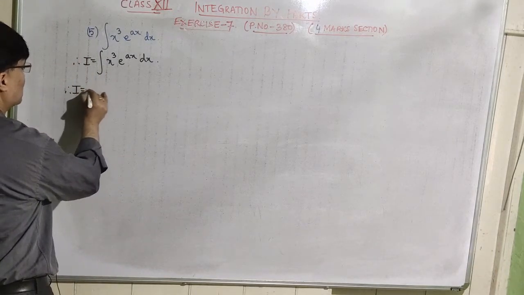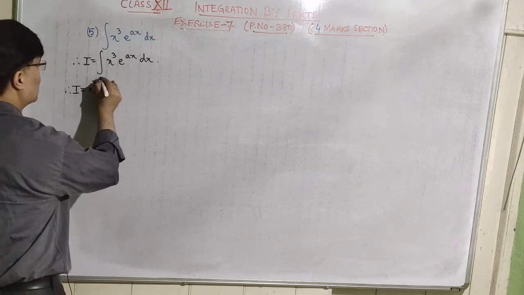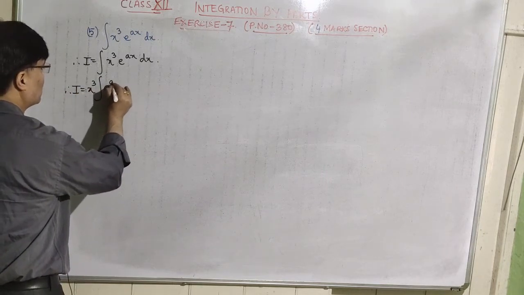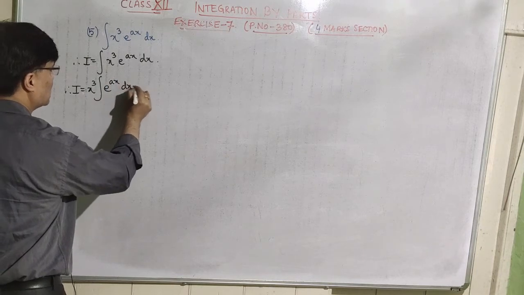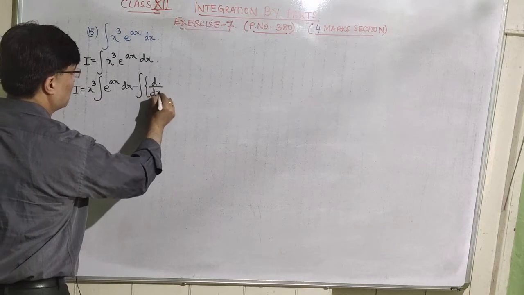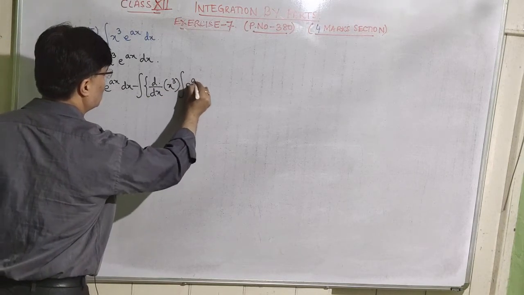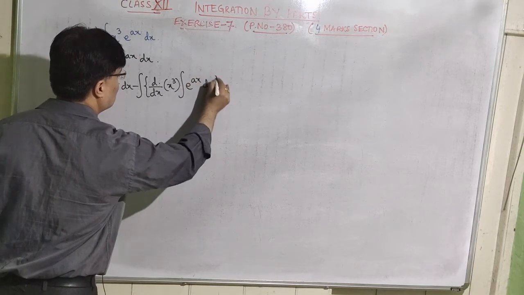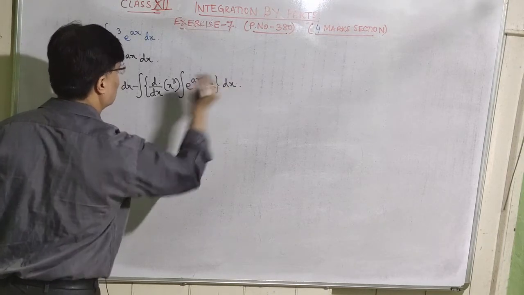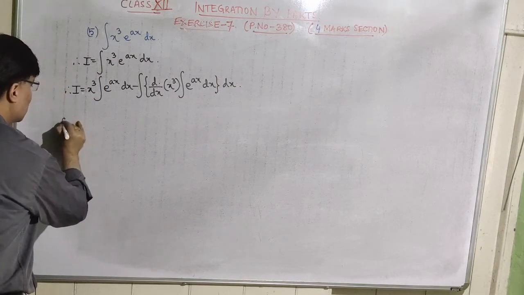So I is equal to x cube comes in the front, x cube comes outside, integral sign, integration of e to the power ax dx, minus integration of, second bracket, d by dx of x cube, integration of e to the power ax dx, second bracket close, dx. Understood? So now let us evaluate it.